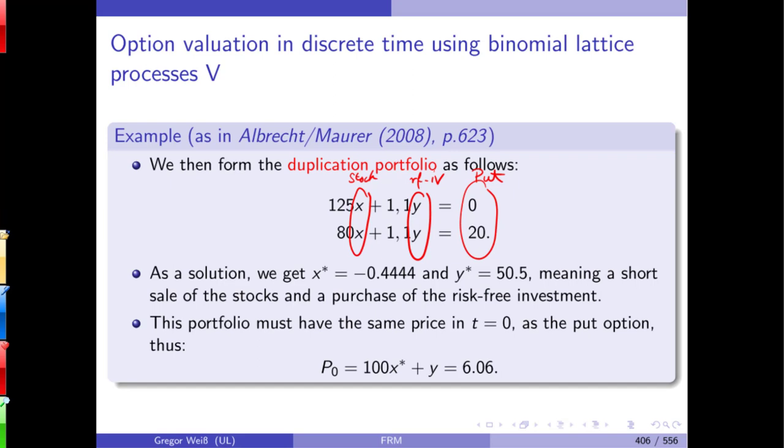This means you go short in the underlying and you buy the risk-free investment. This portfolio must have the same price today as the put. So P0, the price of the put, is 100 times X star plus Y star. There's a star missing here. And this is 6.06. Very simple. Okay, so we've successfully priced the put, because it's a very simple market.